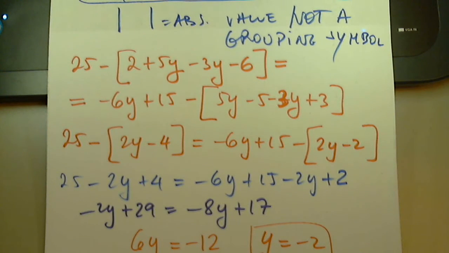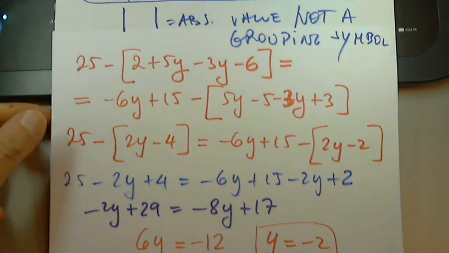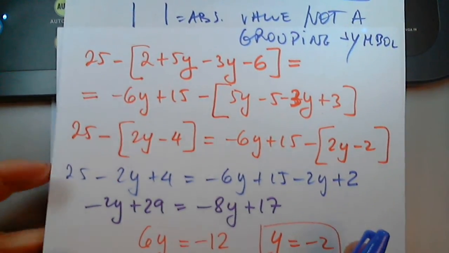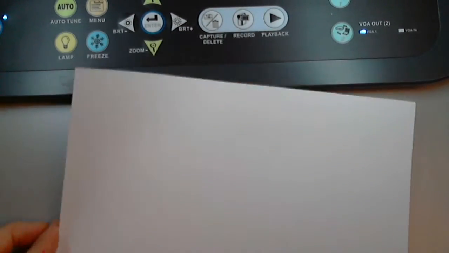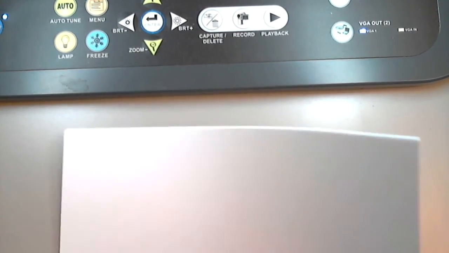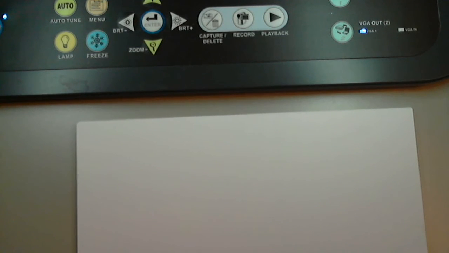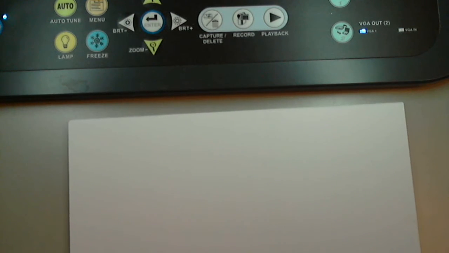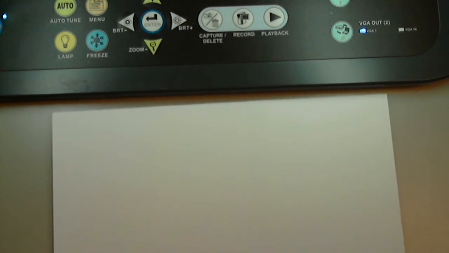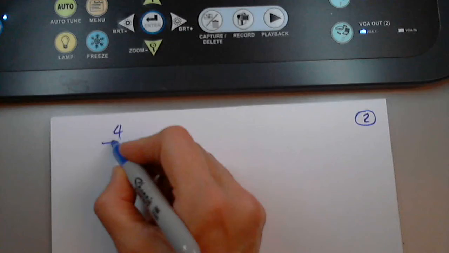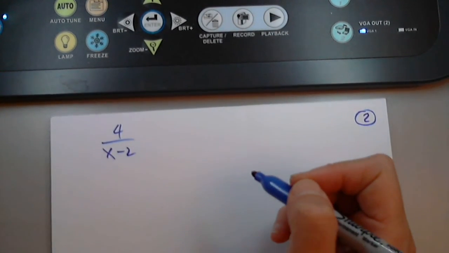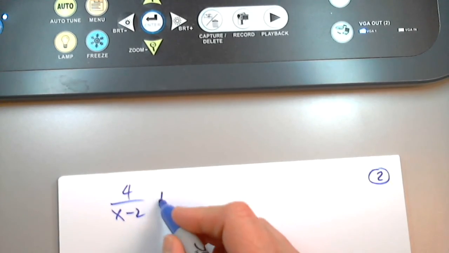Can you just dictate it to me? That's fine. Yeah, it's parentheses 4y minus 3. It was a rational equation. Yeah, it's this one right here. It was 4 over x minus 2 plus 3 over x minus 5.